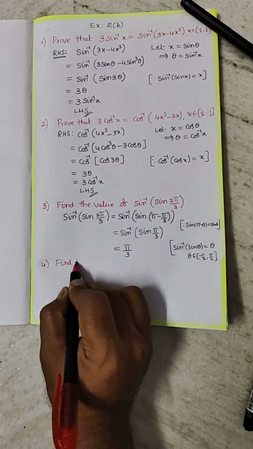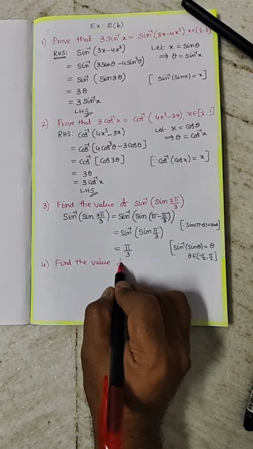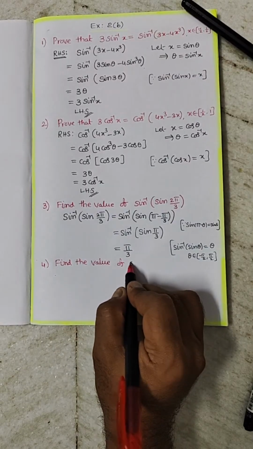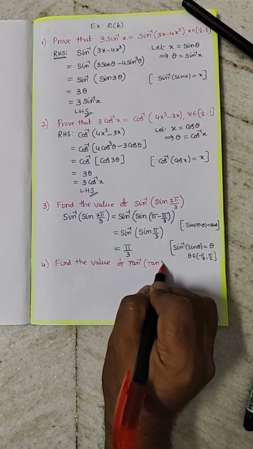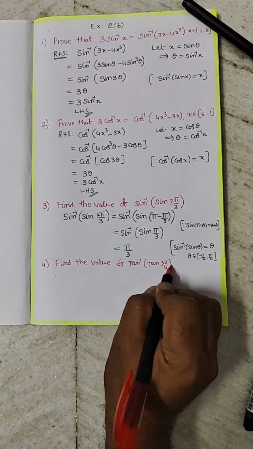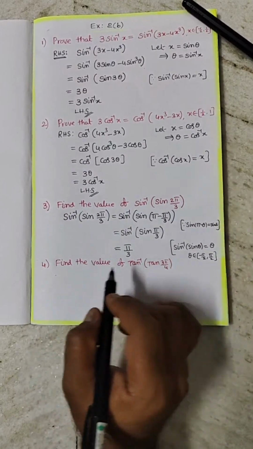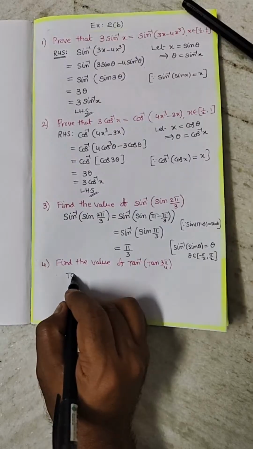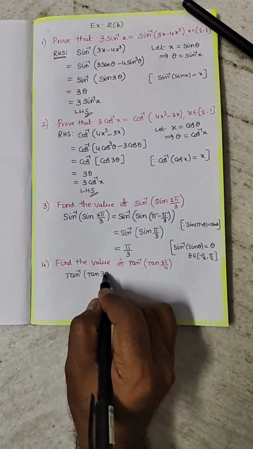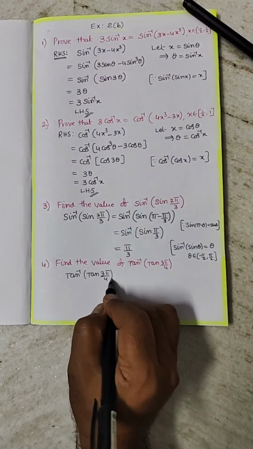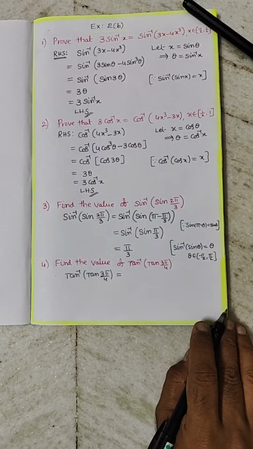Find the value of tan inverse of tan 3 pi by 4. It's a good question. First, what we have to do is tan inverse of tan 3 pi by 4. So 3 pi by 4 means 135 degrees, dear students.